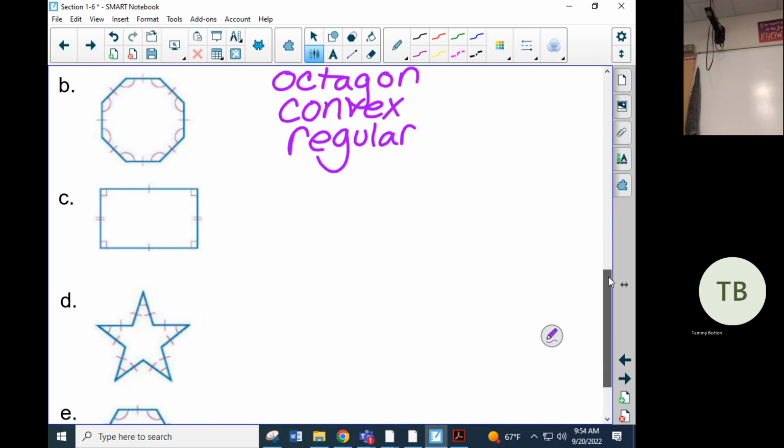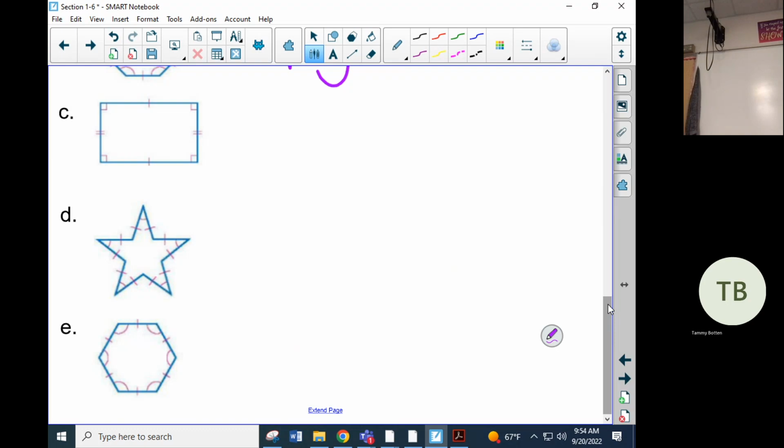Okay. For C, what is the generic term for a 4-sided figure? Quadrilateral. Good. Don't put rectangle there. You have to put the generic. Okay. Then this does not cave in at all. So then that means it's convex.